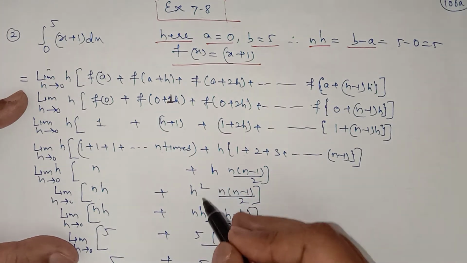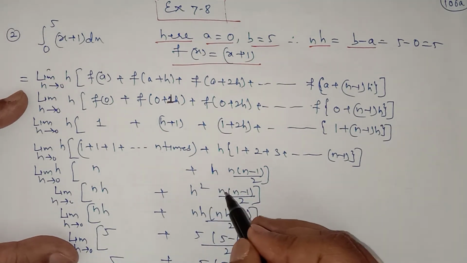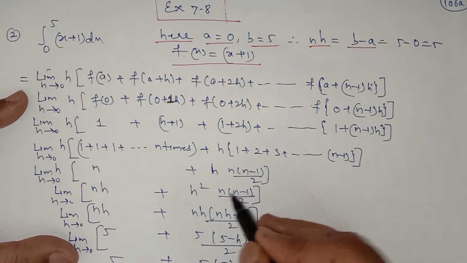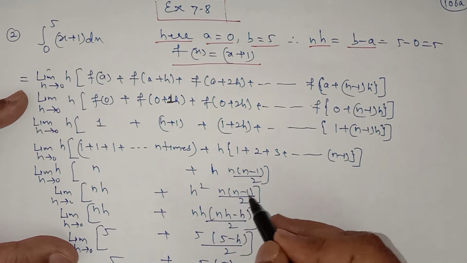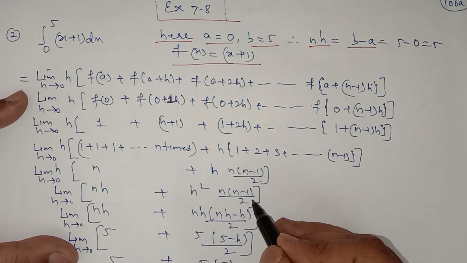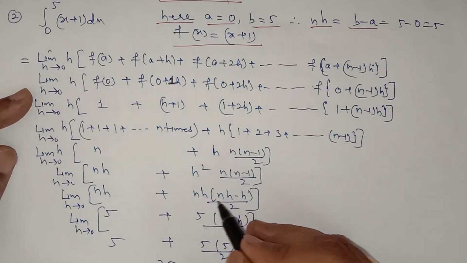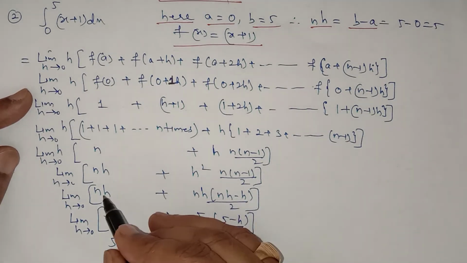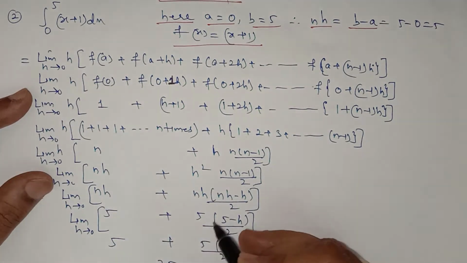So see it very carefully. We have to use this one h with n and another h with n minus 1. So it will be nh into nh minus h. Be very careful: nh and 1h with this bracket, nh minus h. Put the value of nh, which is 5. It is h upon 2 nh, where nh is 5.